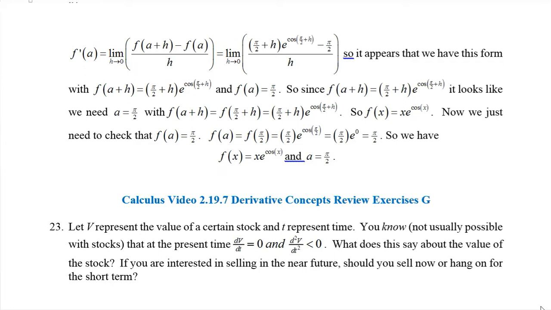Let V represent the value of a certain stock and T represent time. Suppose you know that at the present time dV/dt equals 0 and d²V/dt², the second derivative of V with respect to time, is less than 0. So the first derivative is 0, the second derivative is less than 0. Now, by the way, you don't know this with stocks. If you knew this kind of information with stocks, you would be a super millionaire, a billionaire, because you could make lots and lots of money on the stock market. But suppose these things are true. What does this say about the value of the stock?